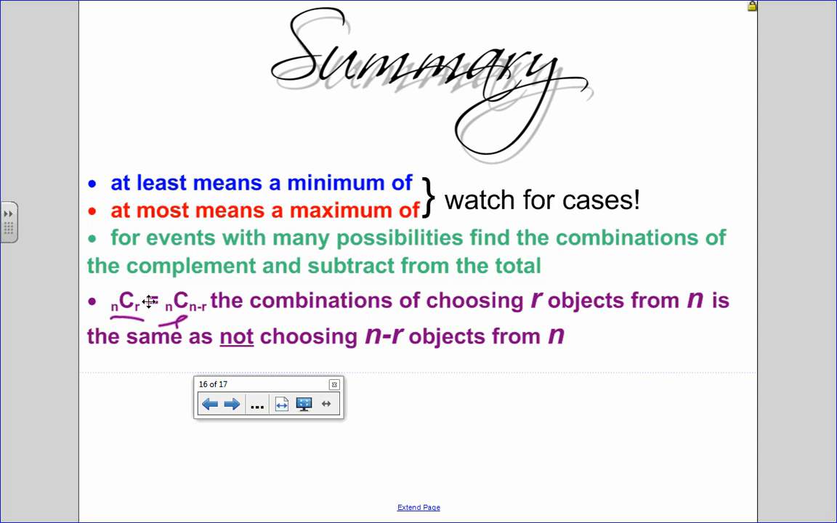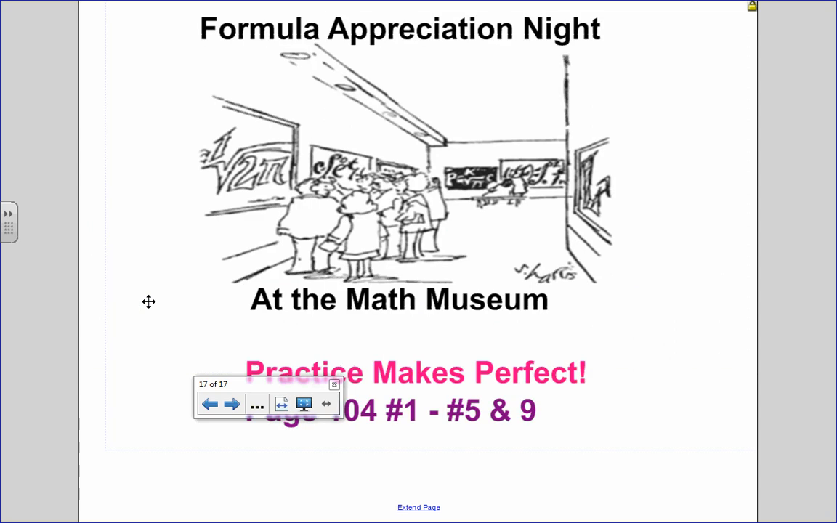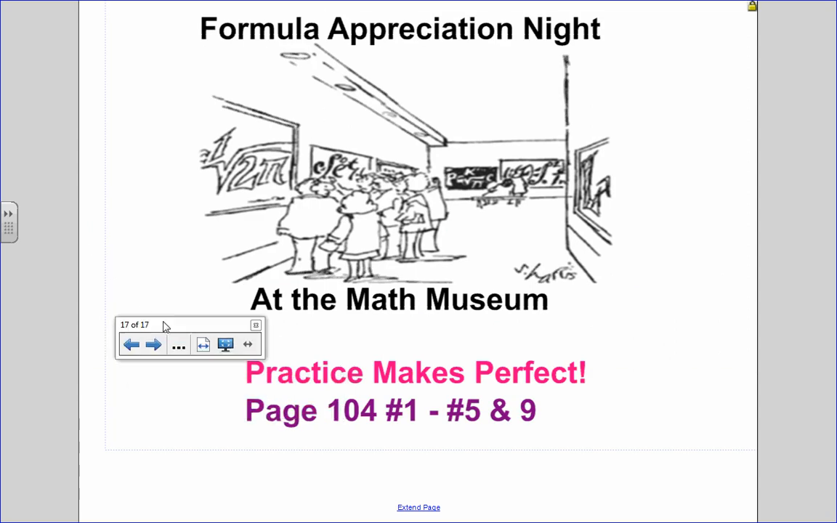So lots of formulas for you guys to look at in this section. And in the Math Art Museum, we have these types of formulas on display because they're very good, and I do appreciate them. So that's the end of our lesson. You guys can do your practice questions, and then when you're done, you can look at lesson number 7.